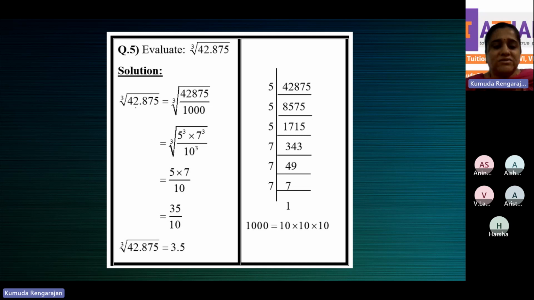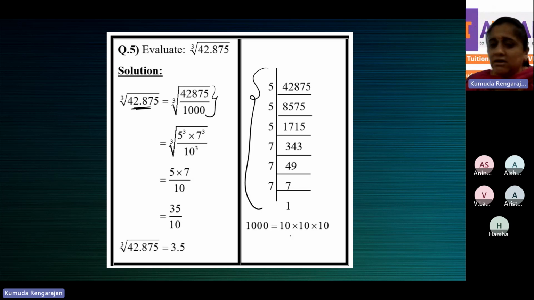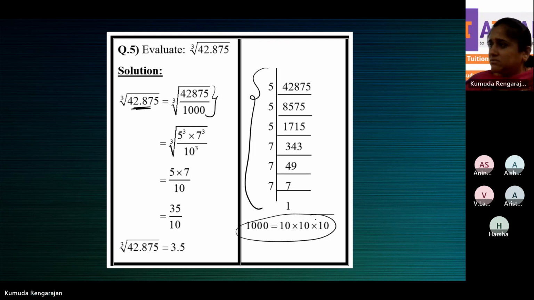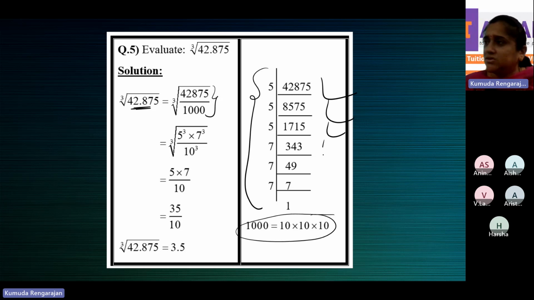So it's very simple. Just convert this number to a fraction and find the cube root of the numerator, not square root. Perform this procedure for the numerator and the denominator. When the denominator is 100 or 1000, 10,000, it's enough if you express it like this. 100 means you can write 10 into 10, 1000, 10 into 10 into 10, and so on. Or you can also do this procedure, children.